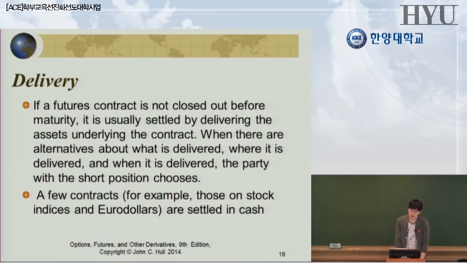If a futures contract is not closed out before maturity, it is usually settled by delivering the underlying assets of the contract. So when there are alternatives about what is delivered and where and when, the party with the short position who sells the assets chooses the options.